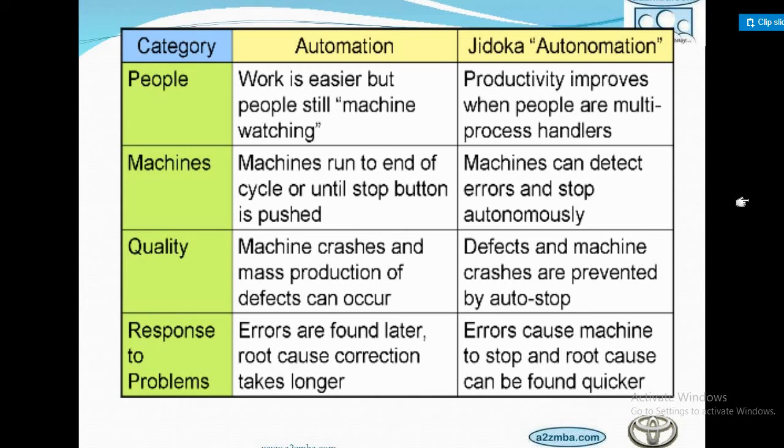In terms of quality, automation means a machine crashes and mass production of defects can occur. In Jidoka, defects and machine crashes are prevented by auto stop, okay. And in response to problems, in automation, errors are found later and root cause correction takes longer, okay. We need to find out the root cause of the errors in automation. In Jidoka, errors cause the machine to stop and the root cause can be found quicker, okay. So these are the differences between automation and Jidoka, okay. So this is the basic difference.